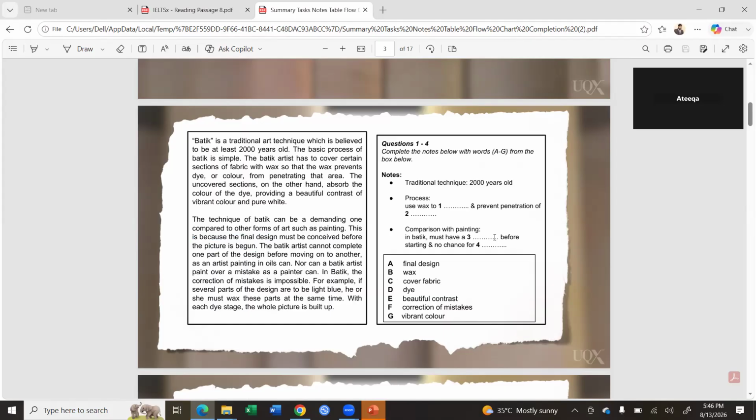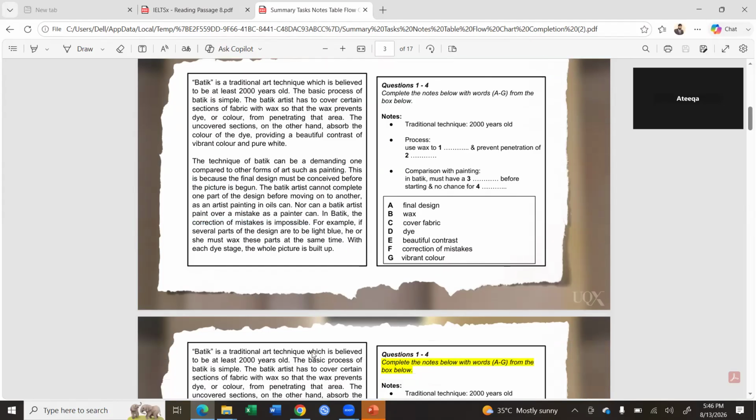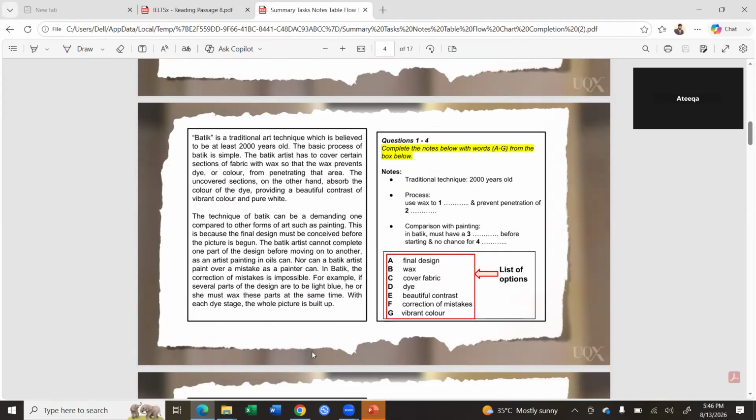And same is the case with the other one. It's here, right? That you cannot write over mistakes because there is no chance for correction of mistakes. There is no chance, right? Because it says in Batik, the correction of mistakes is impossible. No chance and impossible, both of them are synonyms. Same. Is it clear? Yes. So this is how it should be done.